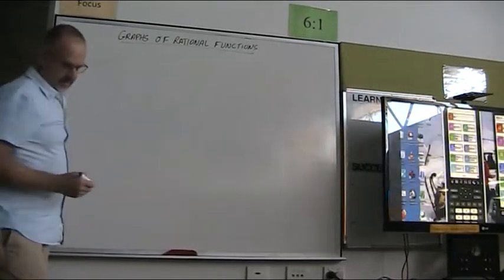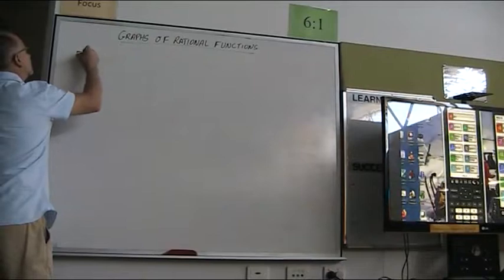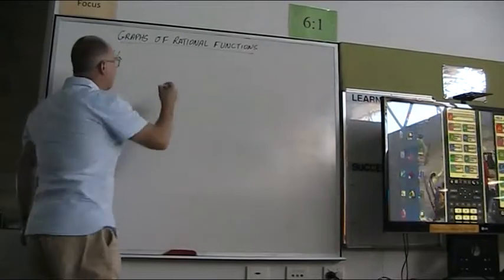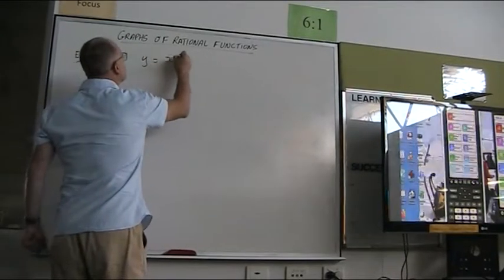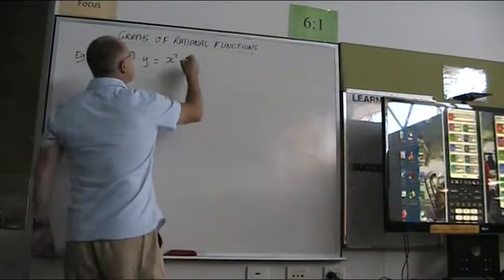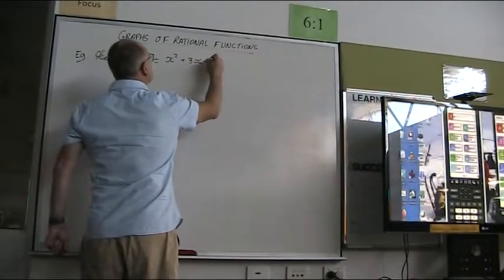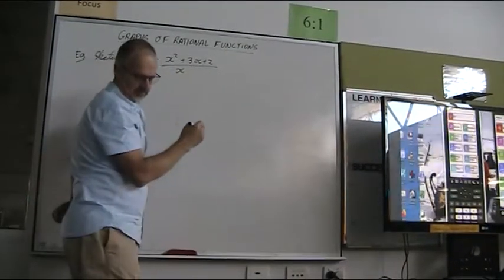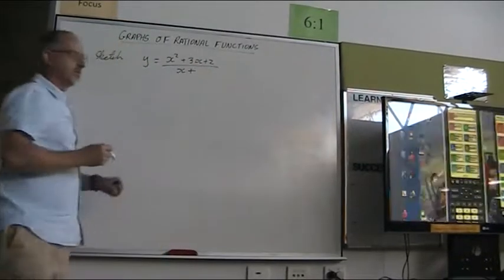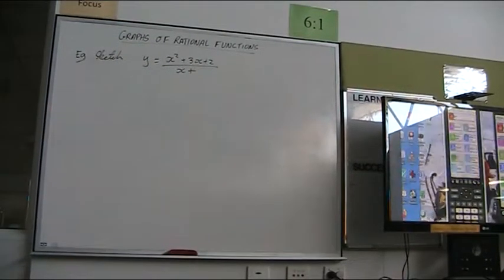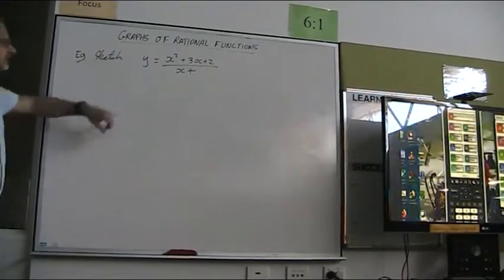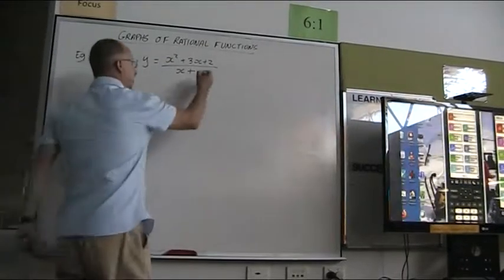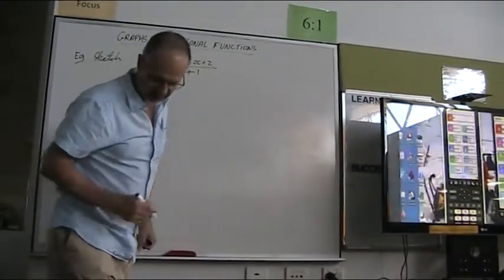All right, so an example is something like this. So this would be what we would consider a rational function, because it's written in fraction form. Ratio, fraction, plus 1 on the end.